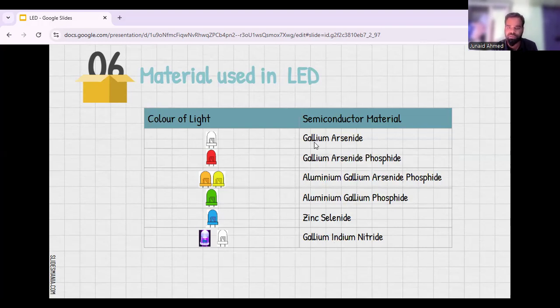As you can see, we are almost always using a gallium material here. By making a small change in the composition of the dopant, or the mixture of the dopant, we can make different colors of LED. This is one of the beautiful advantages of the LED.